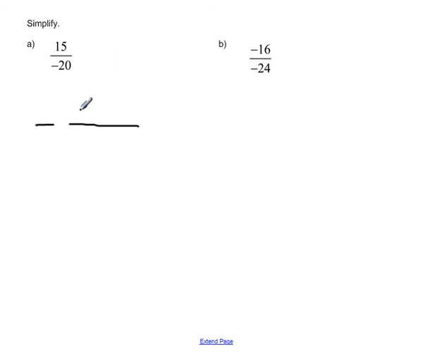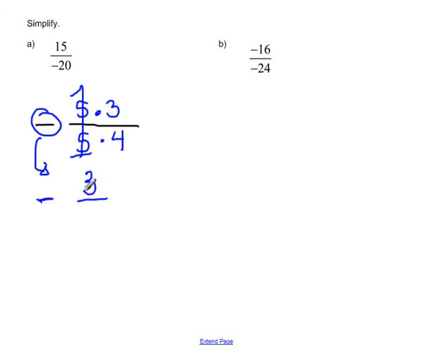So if I rewrite 15 as 5 times 3, and I rewrite the 20 as 5 times 4, so I'm letting that common factor show, notice that 5 over 5 is just going to equal 1. And 1 times 3/4 we know is 3/4, but we want to be sure that we don't forget about that negative sign. So our answer is going to be negative 3 over 4.